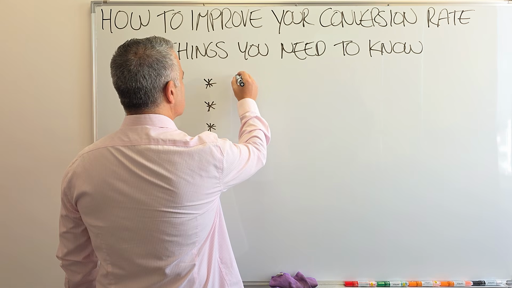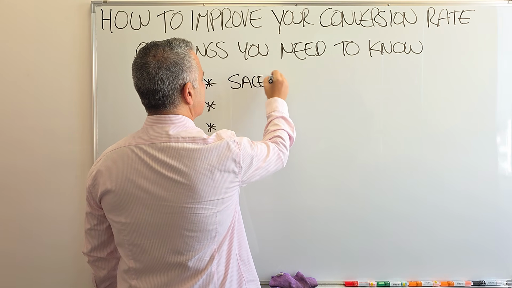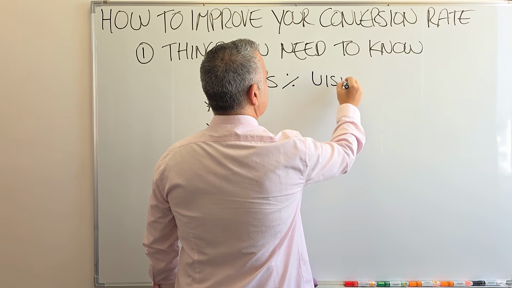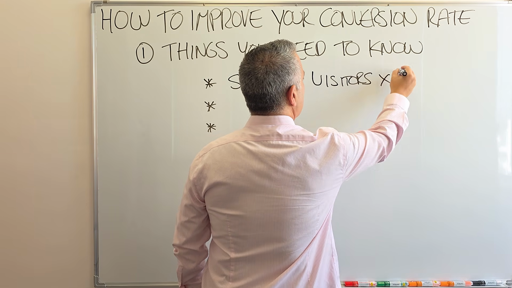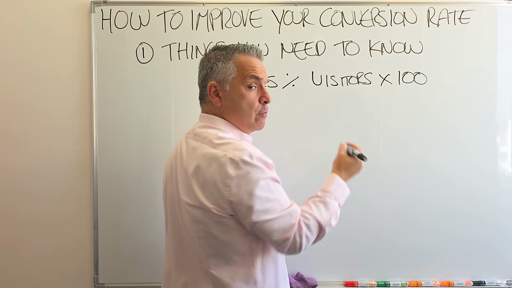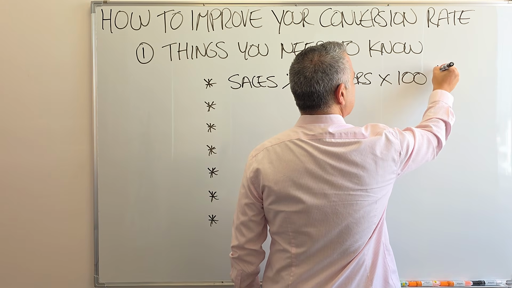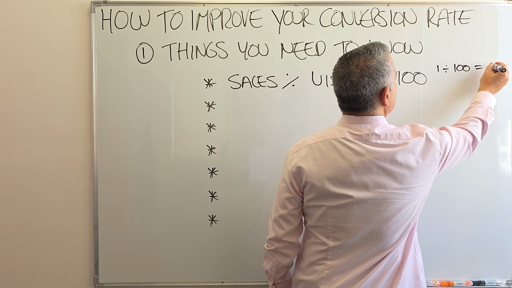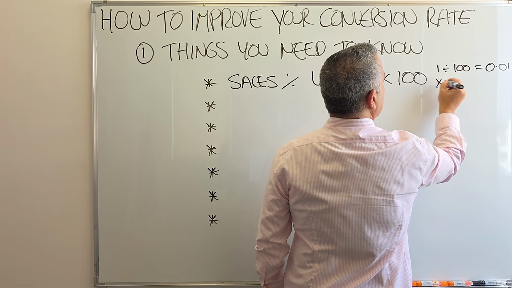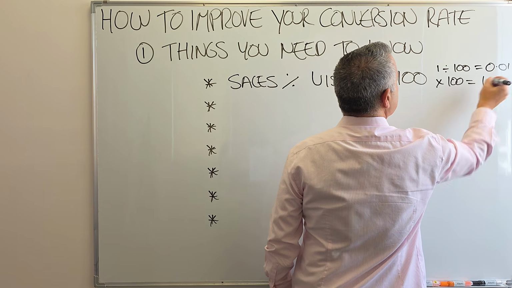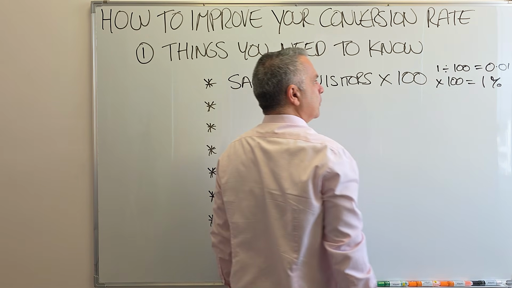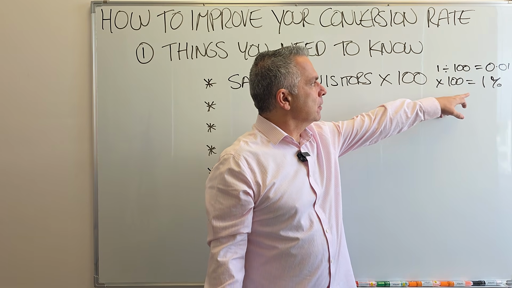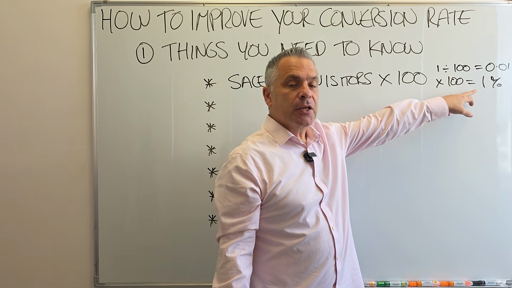So the definition of conversion rate is number of sales divided by number of visitors, times 100. Okay, so if you make one sale, and you get 100 visits, that gives you 0.01 multiplied by 100 and your conversion rate is 1 or 1%. Super simple. So if you make 2 sales and you run through that equation, it'll be 2%.